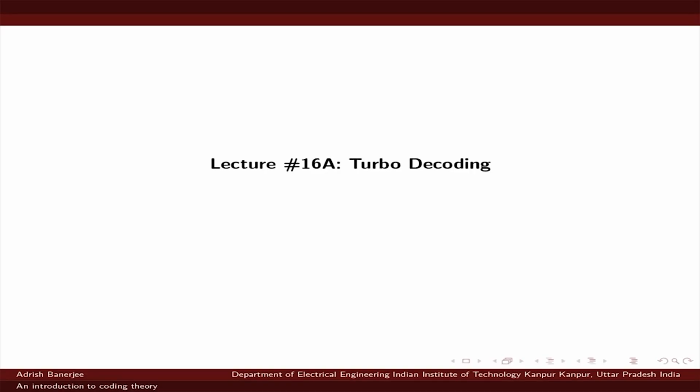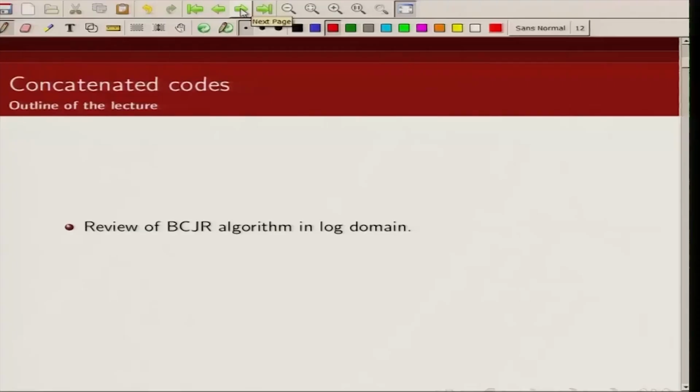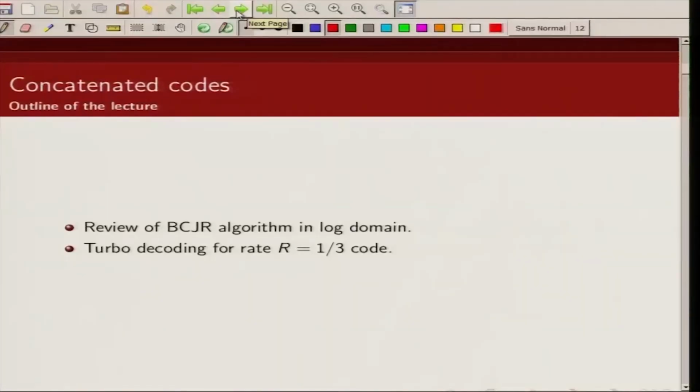Today we are going to discuss decoding of turbo codes. To do that, we will first review our BCJR algorithm in the log domain. We have talked about the BCJR algorithm in the probability domain. We will very quickly review the metrics that are updated in the BCJR algorithm and how they are implemented in the log domain, and then we will talk about turbo decoding. We will take an example of a rate 1/3 code.